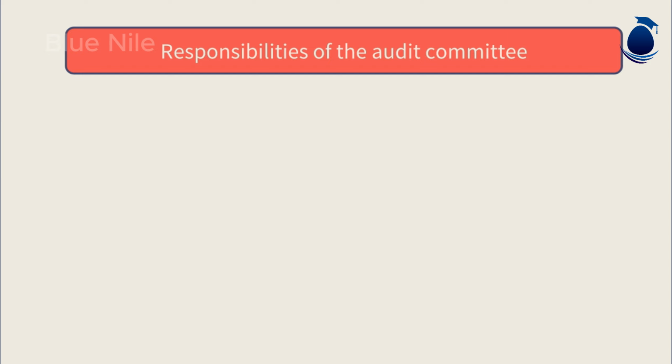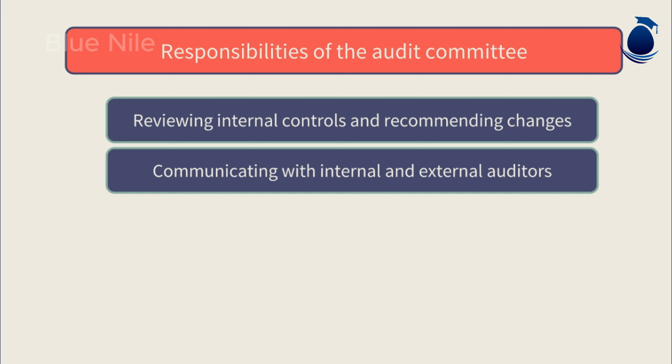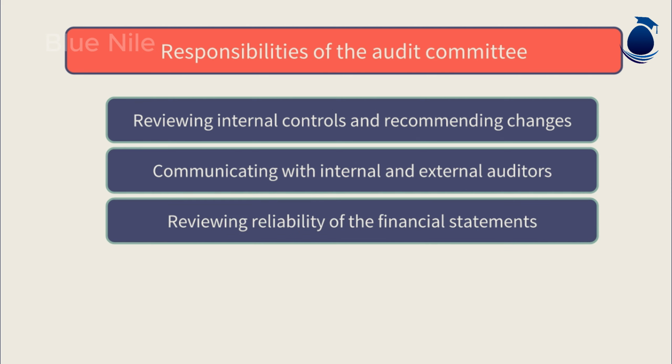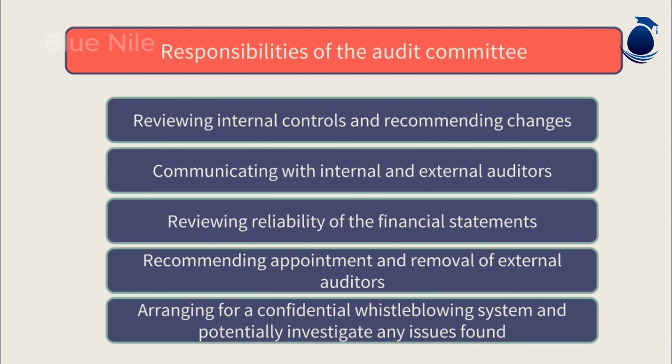Some of the responsibilities of the Audit Committee include reviewing the internal controls and recommending changes, often with the assistance of the internal auditor. Communicating with the internal and external auditors. Reviewing the reliability of the financial statements. Recommending the appointment and removal of external auditors. And arranging for a confidential whistleblowing system for employees and potentially investigate any issues found.